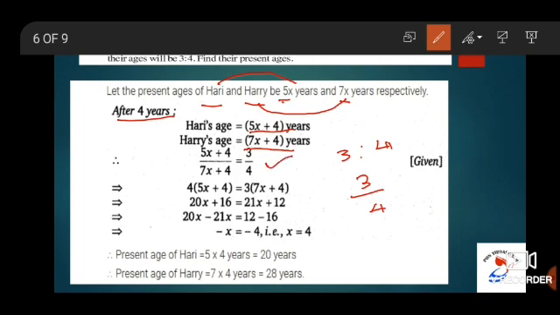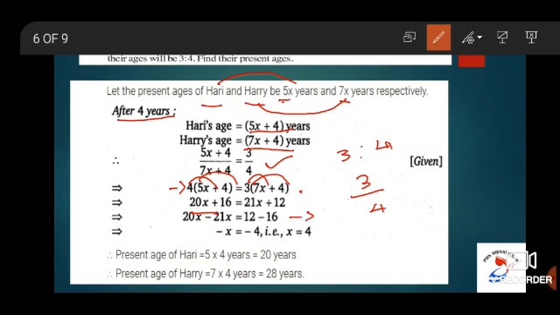Again, the same cross multiplication method which we have applied in the previous problems. So 4 multiplied by (5x plus 4) is equal to 3 multiplied by (7x plus 4). So 4 into 5x, that is 20x, 4 into 4, that is 16, 3 into 7x, that is 21x, and 3 into 4, that is 12. So now the equation will be 20x plus 16 is equal to 21x plus 12. So 20x minus 21x is equal to 12 minus 16.